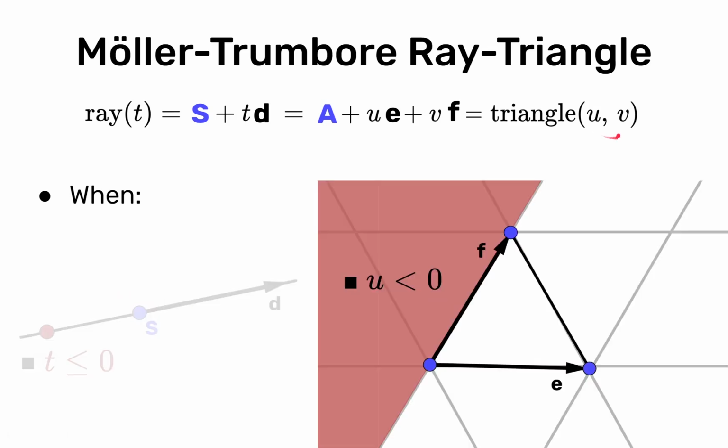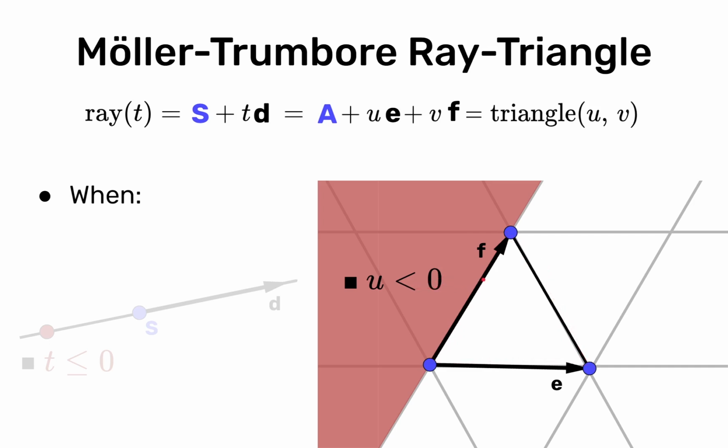These parameters u and v are a bit more interesting. So let's say that u is negative. When u is negative, then we have a hit point somewhere in this area. And this is outside of the triangle. So if we do not check for this, then what we're actually finding is this ray plane intersection, or even line plane intersection. But we care about the ray triangle intersection. So we only care about the solution that happens to be inside this triangle.